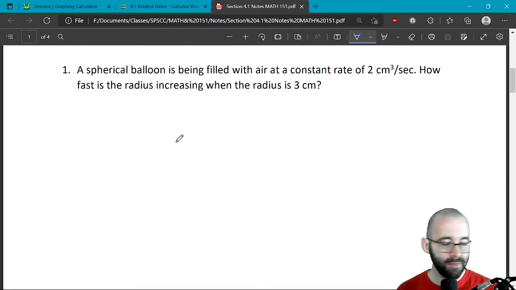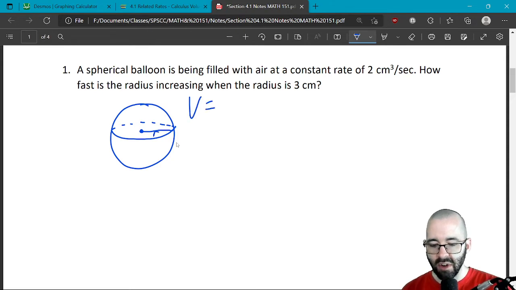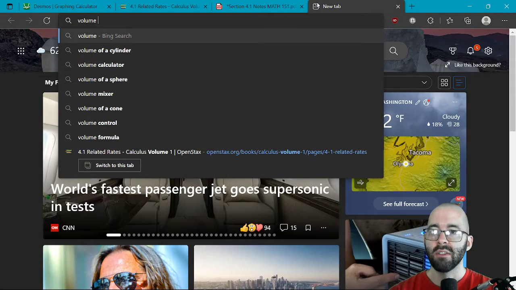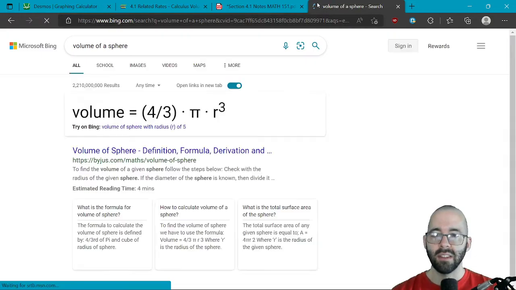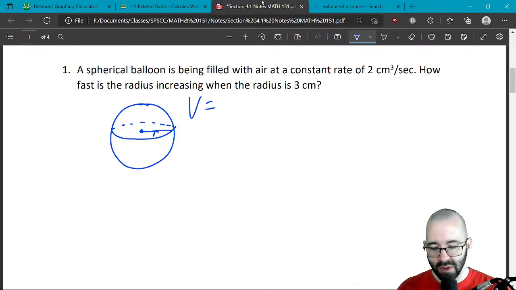Let's get a picture of what we've got here. We've got some sort of sphere, and this sphere has some radius and some volume. What's the volume of a sphere? Let's say hypothetically you don't remember. You can just ask, okay, volume of a sphere, what is it? And you get that it's 4/3 pi times the radius cubed. So we're going to write that down: 4/3 pi times the radius cubed.